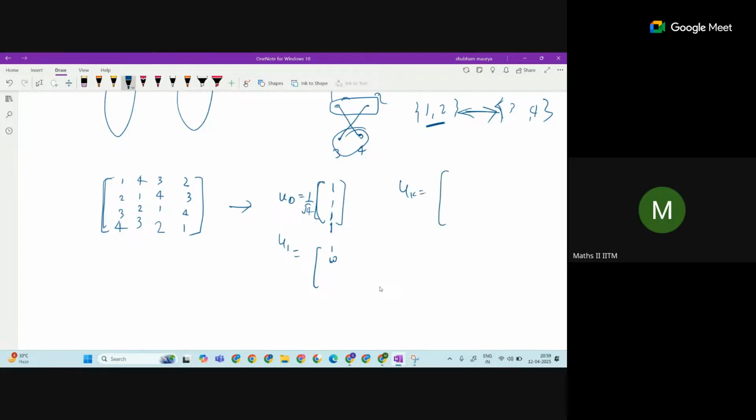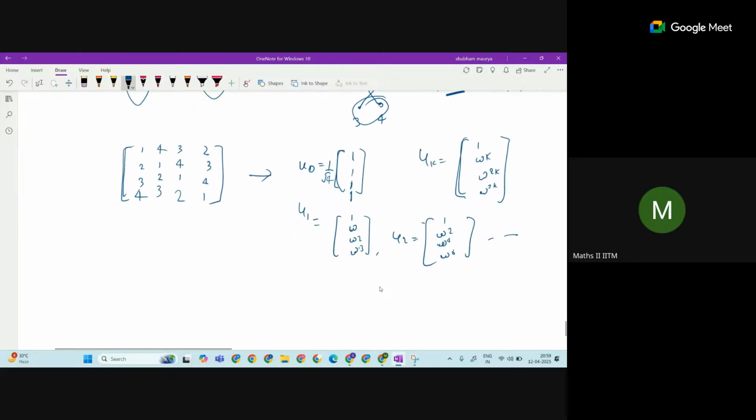uk is 1, omega to the power k, omega power 2k, omega power 3k. Once you write the general case and remember this one, you can generate all of them. For u1 it is 1, omega, omega squared, omega cube. If you write u2, it is going to be 1, omega squared, omega power 4, omega power 6. This is how you can easily write the eigenvectors.